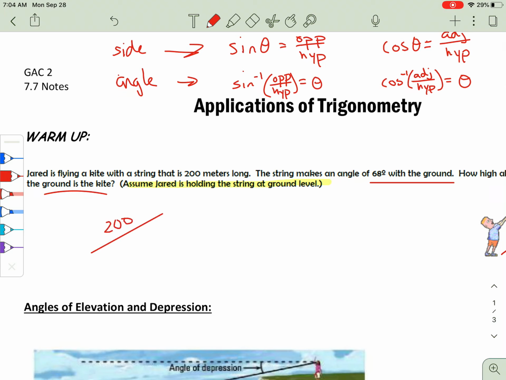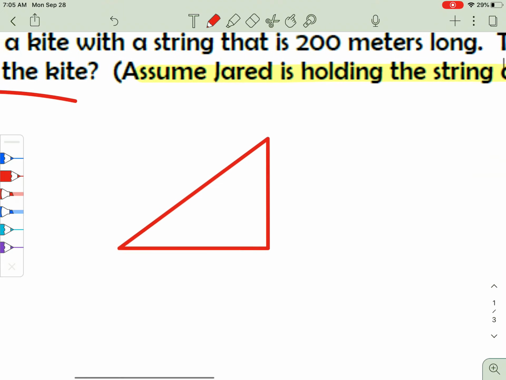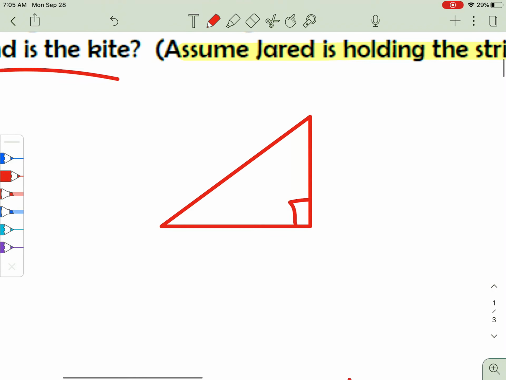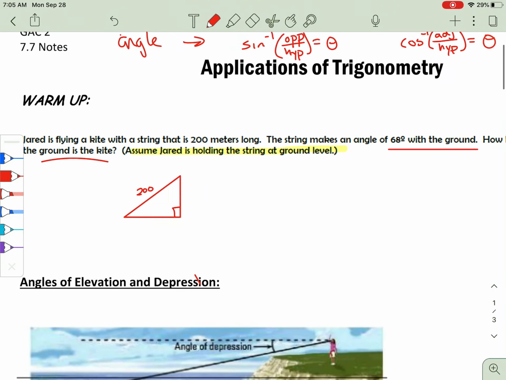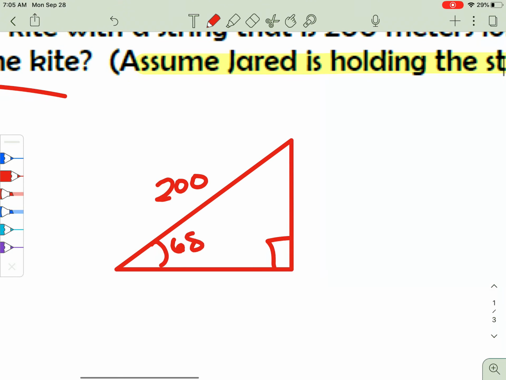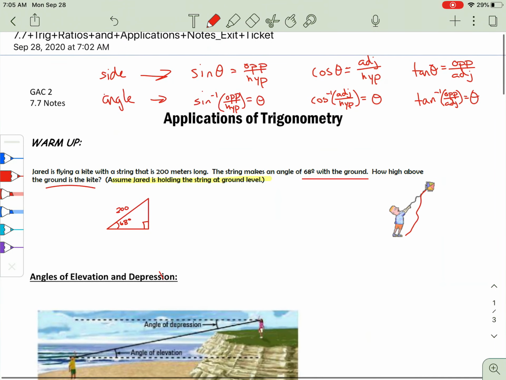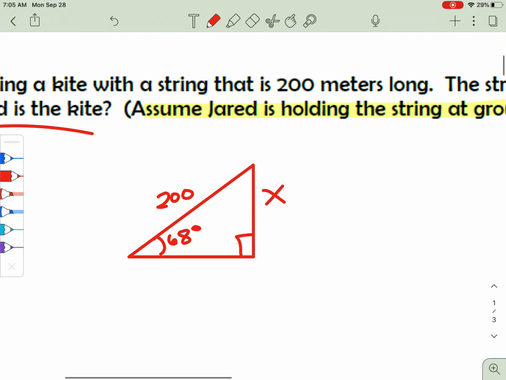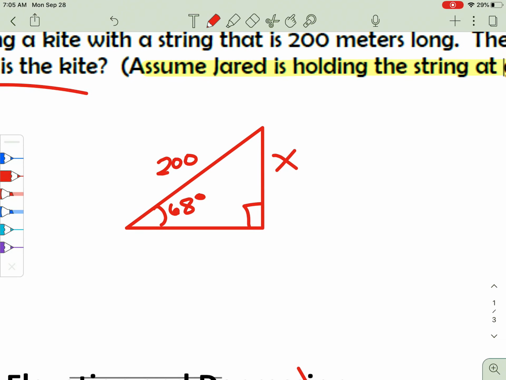So a string is 200 meters long, and you have, that was interesting. Let's just do this. Okay, come on, there we go. Okay, so we have this right triangle. The string is 200 meters long. All right, and he's at that, and then it's 68 degrees with the ground. Okay, how high above the ground is the kite? So it wants to know how high above is that. Okay, so we're going to use a trig function because it wants to know a side.